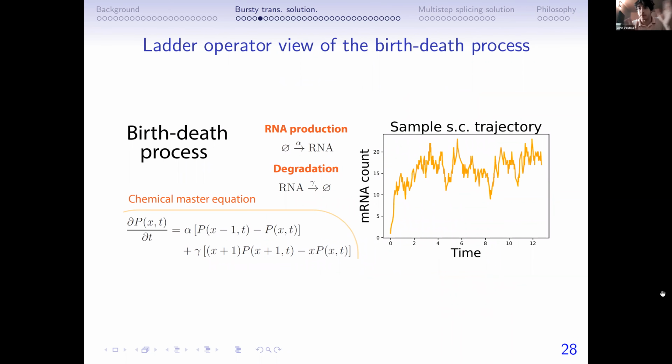So forget about the gene switching for now. Just imagine RNA that gets produced and degrades. So there's a picture of what the single cell trajectory might look like, and the chemical master equation we're trying to solve is the one on the bottom left. This one is pretty easy to solve, relatively speaking. I mean, it's not necessarily that easy, but easier than all the other ones.